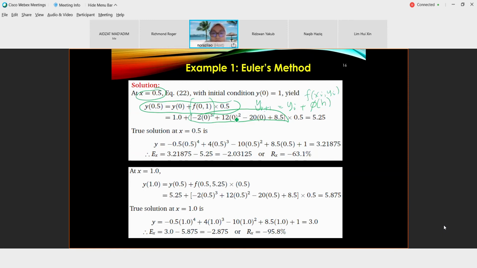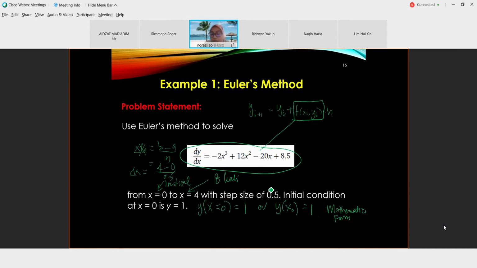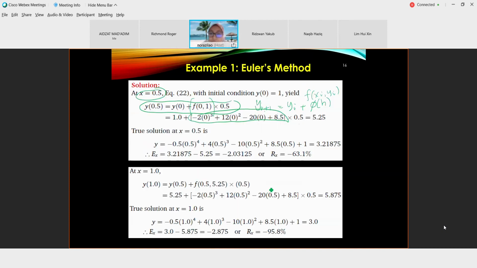And then solve this one, multiply 0.5. Why 0.5? Because 0.5 is the step size. Step size of 0.5. Solve this one, you obtain 5.25. So 5.25 is y at x equals 0.5.